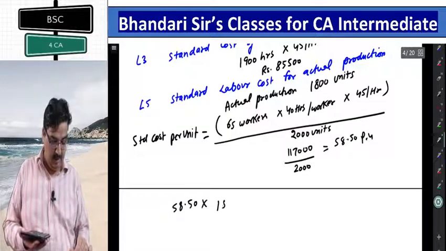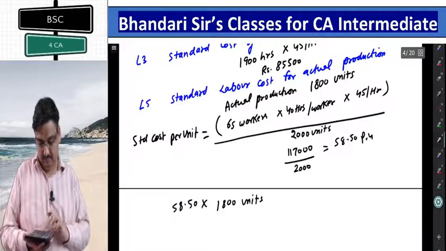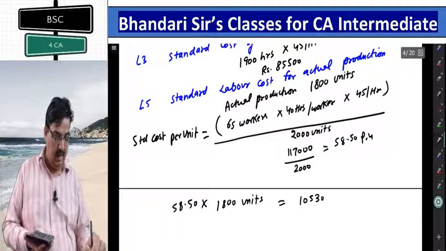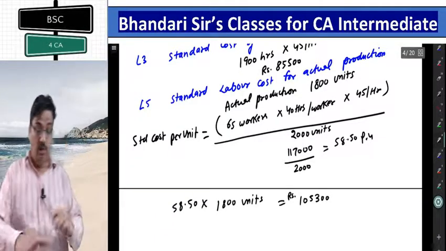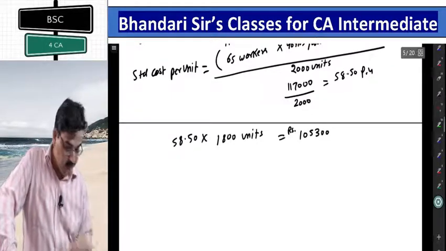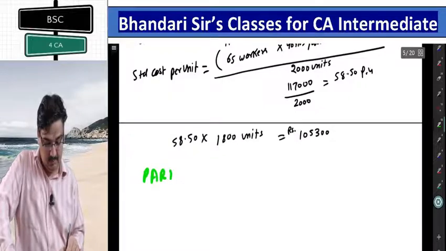58.50 multiplied by 1800 units. I am getting 1,05,300 as L5. Now check out whatever the question wants, in the sequence I will compute. This is part 1 answers.